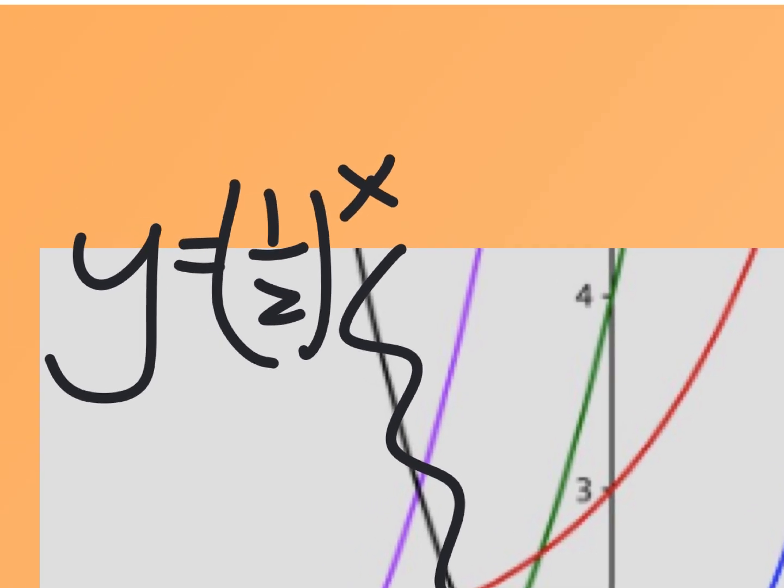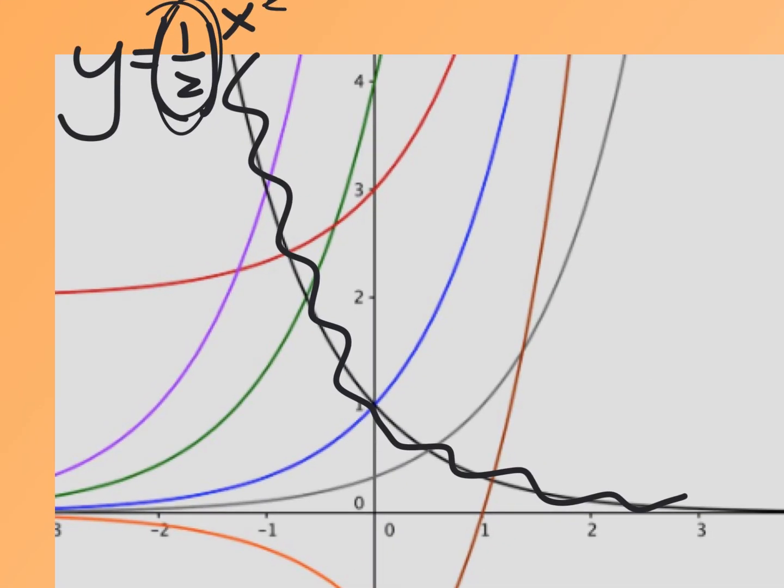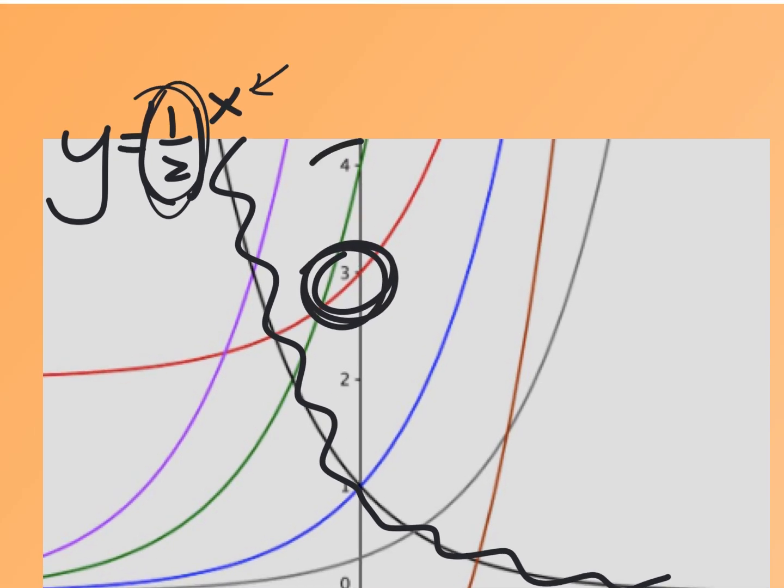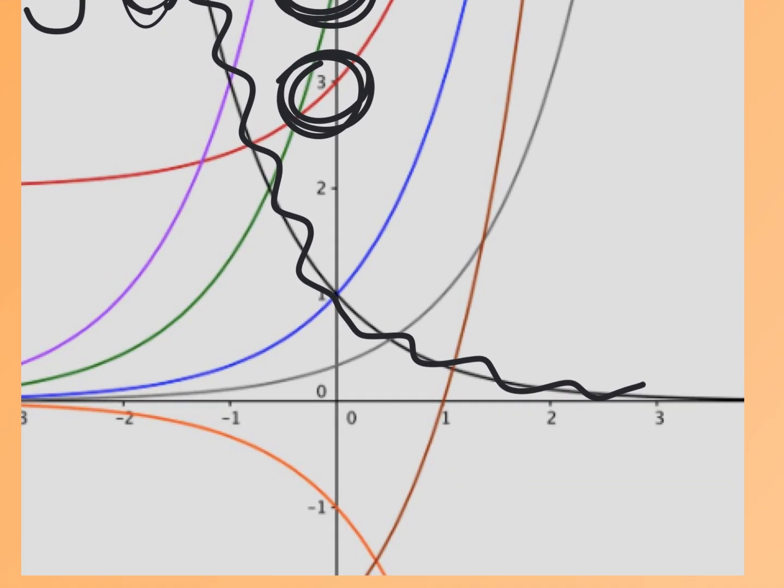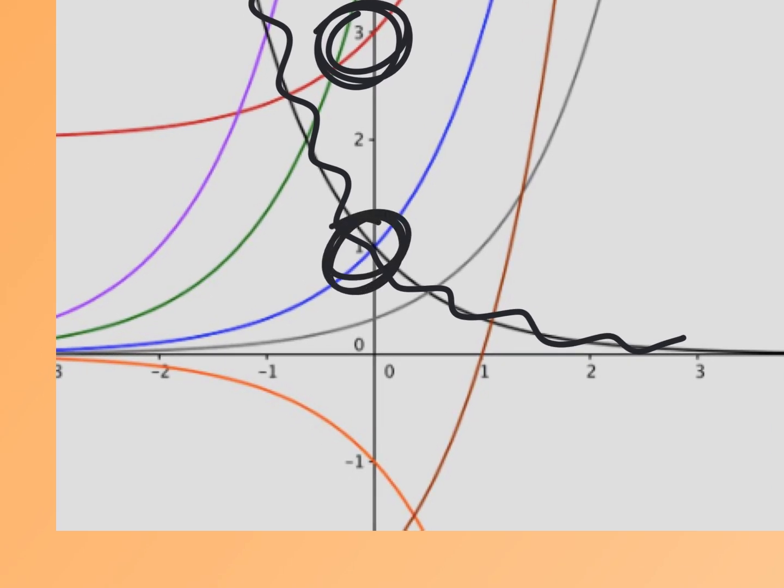Remember that. If this is less than 1, you've got decay. There's always an x in the exponent. Now, where some of these moved around, look at this one. This one goes through 3. This one goes through 4. This one goes through 1, which is the normal thing it goes through. So some of them have been moved up.